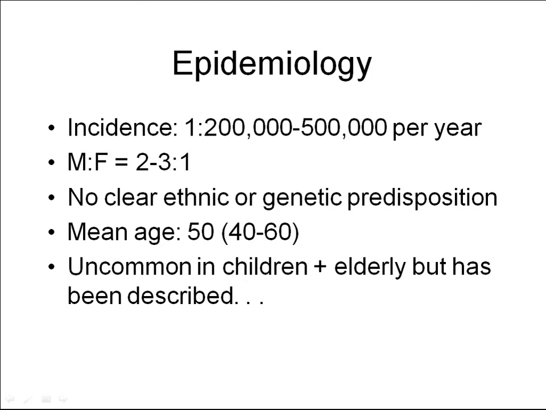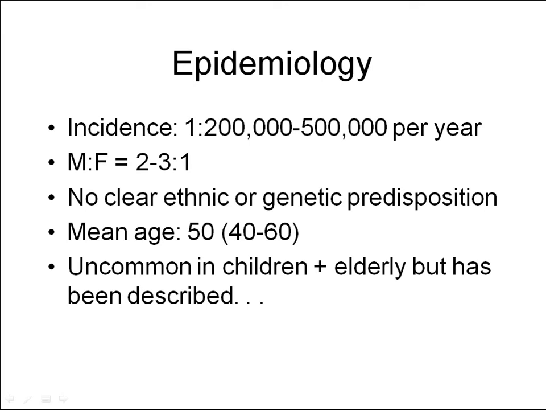Epidemiology of RPF. The incidence is estimated at 1 in 200 to 500,000 per year, although this is difficult to estimate because of the rarity of the condition and limited literature. The male to female ratio is 2 to 3 to 1, and there is no clear genetic or ethnic predisposition.